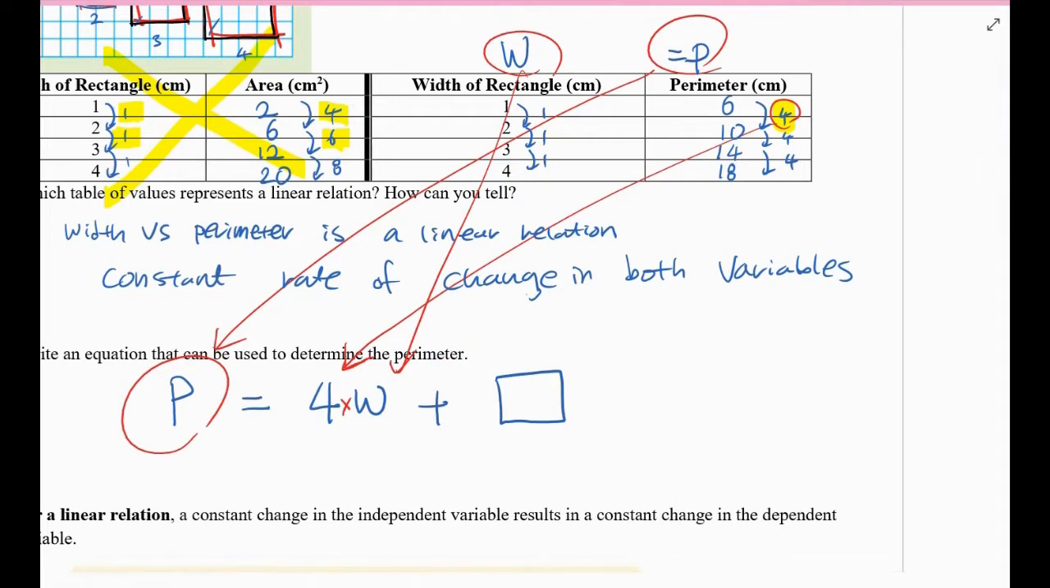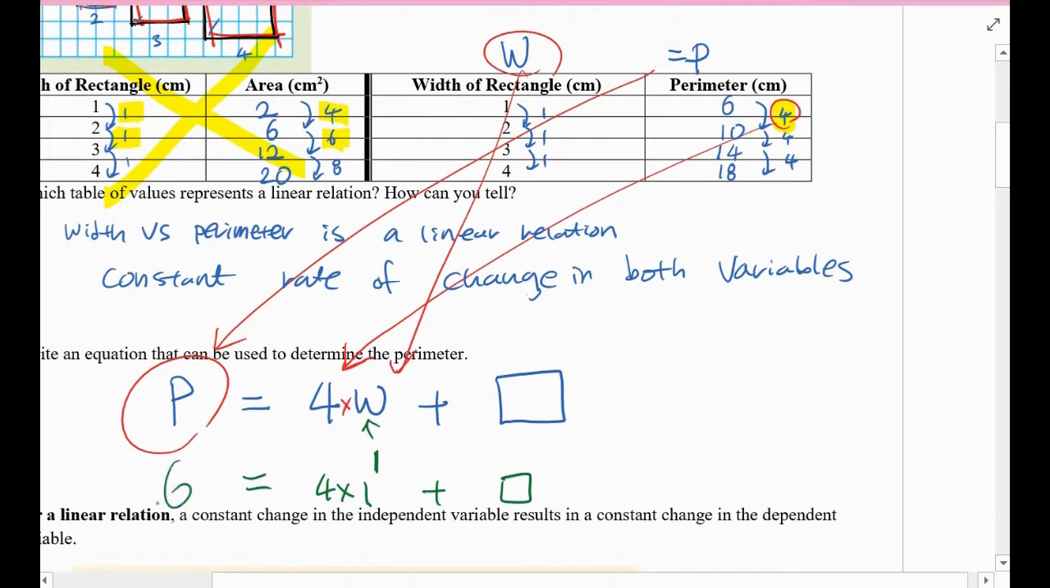Okay, if the width is 1, then it becomes 4 times 1. Plus something is perimeter, which is 6. Right? So plus something is perimeter, which is 6. What number do I need to add here to make 6? That's 2. Is that right?